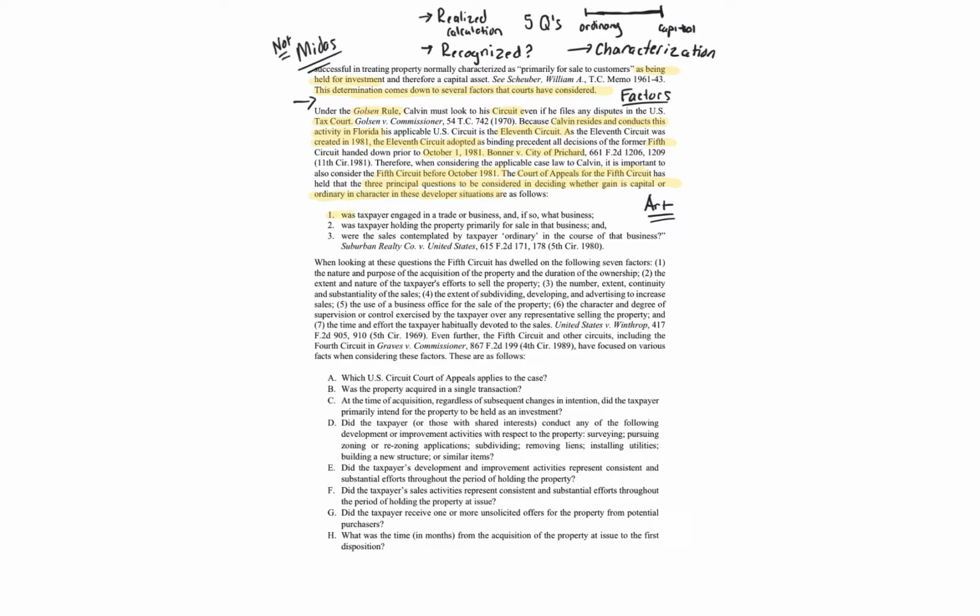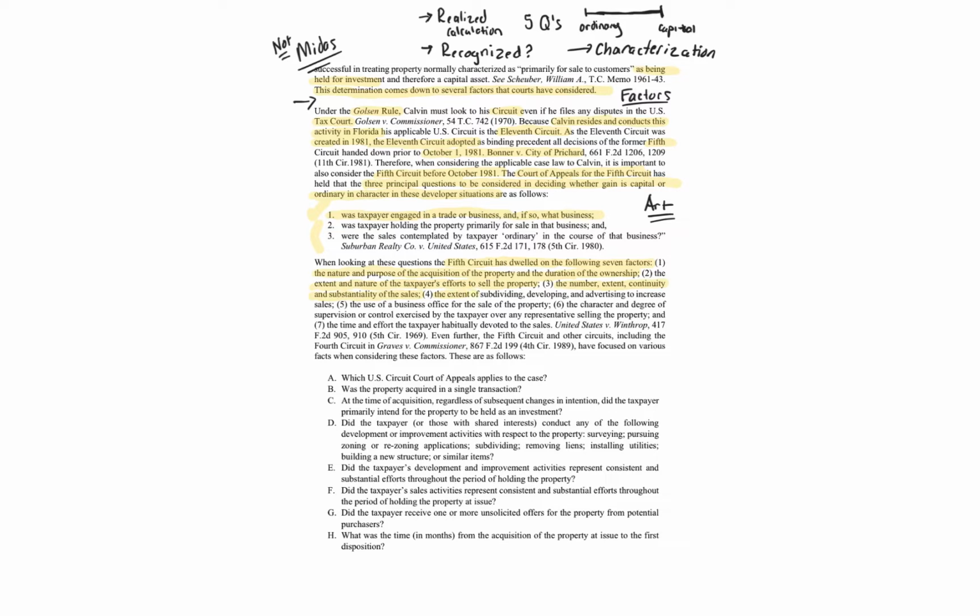So we've already gone through requirement 1. Was the taxpayer engaged in a trade or business, and if so, what business? We know: developer. We've already done that, and that's why we're getting to this. But for requirements 2 and 3, you're going to see that the 5th Circuit dwelled on certain factors, 7 factors. The first one being the nature and purpose of the acquisition of the property and the duration of ownership. The extent and nature of the taxpayer's efforts to sell the property is the second. The third is the number, extent, continuity, and substantiality of the sales.